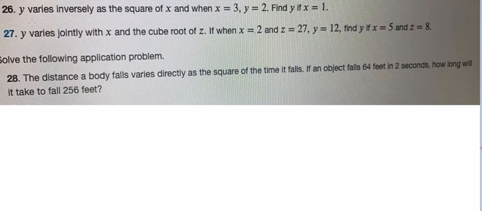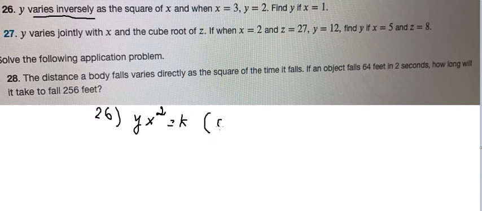Question number 26. y varies inversely as the square of x. When x equals 3, y equals 2. Find the value of y when x equals 1. So we have inverse variation, so we have the formula here. That should be y multiplied by x squared equals k. k is a constant.